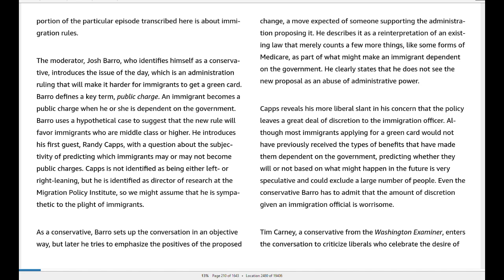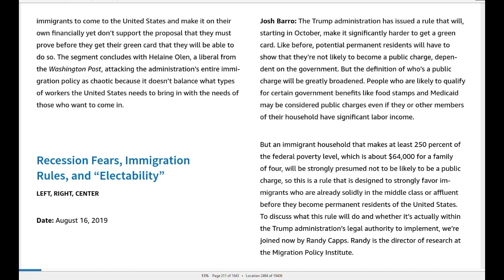Tim Carney, a conservative from the Washington Examiner, enters the conversation to criticize liberals who celebrate the desire of immigrants to come to the United States and make it on their own financially, yet don't support the proposal that they must prove before they get their green card that they will be able to do so. The segment concludes with Helene Olin, a liberal from the Washington Post, attacking the administration's entire immigration policy as chaotic because it doesn't balance what type of workers the United States needs to bring in with the needs of those who want to come in.